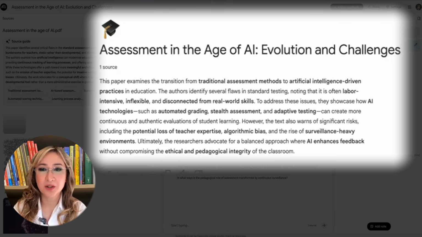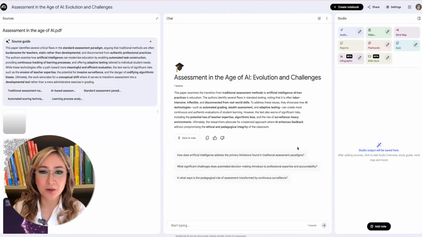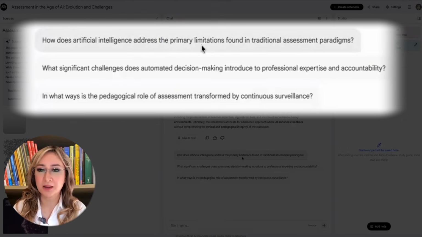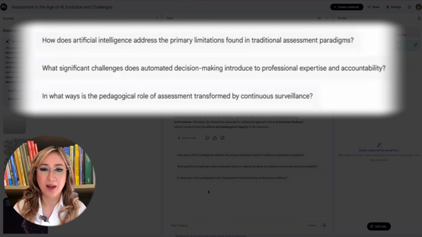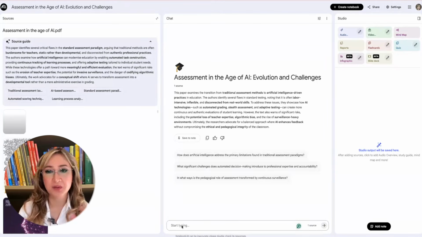And ultimately, the researchers advocate for a balanced approach where AI enhances feedback without compromising the ethical and pedagogical integrity of the classroom. Okay, so let's just have a look at the questions that Notebook LM has suggested. How does AI address primary limitations found in traditional assessment? What significant challenges does automated decision making introduce? And in what ways is the pedagogical role of assessment transformed by continuous surveillance? Okay, so first of all, I'm just going to ask for a side-by-side comparison of traditional assessment versus assessment in an AI world.